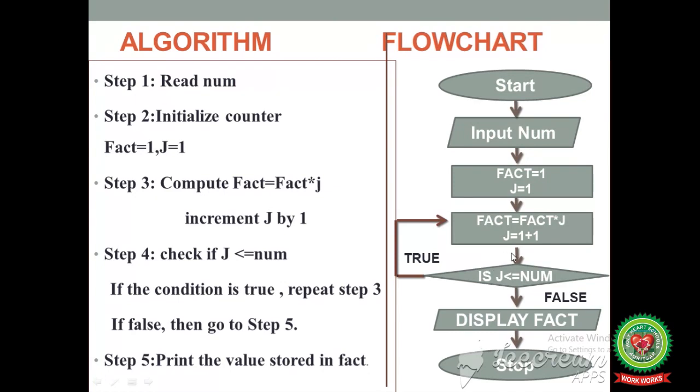So in flowchart, draw the flow line and then draw decision box. In this decision box, we will write our condition. So our condition is j less than equal to num? If the value of j is less than equal to num, it means our condition is true, and then it will execute this processing box. And if this condition is false, then it will execute the next input output box. Here display fact, which means print the value of fact. So at the last, draw flow line and write down end.